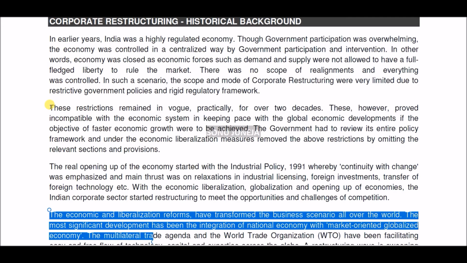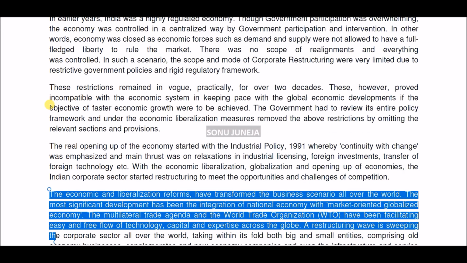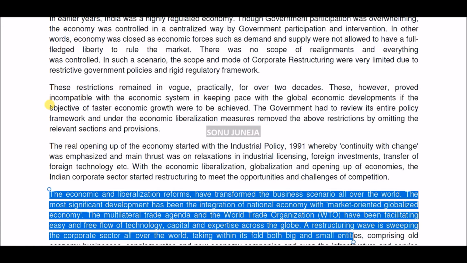The multilateral trade agenda and the World Trade Organization have been facilitating the easy and free flow of technology, capital and expertise across the globe. A restructuring wave is sweeping the corporate sector all over the world, taking within its fold both big and small entities. With the WTO's assistance, the free flow of technology, capital, expertise and credit was available in the market, so you can go ahead and work things out as per the restructuring and the innovation of technologies, taking big decisions which require huge capital investments.